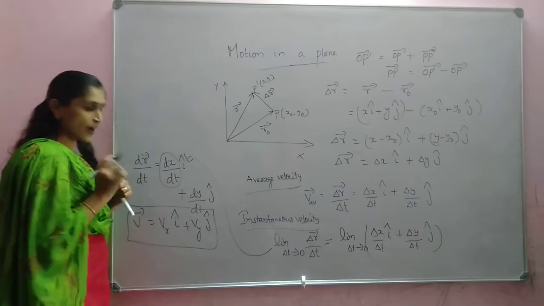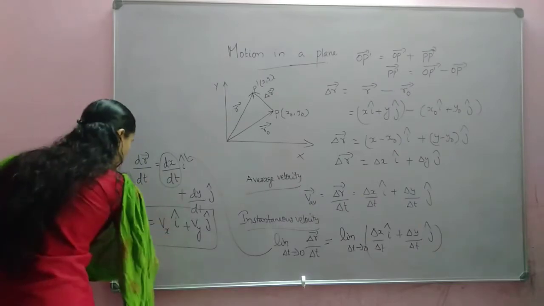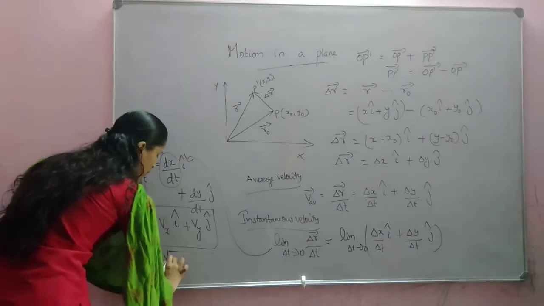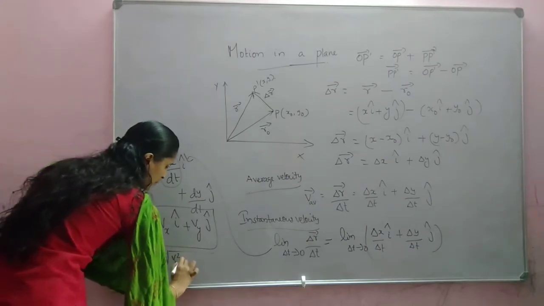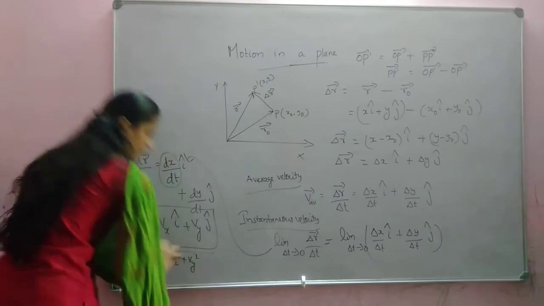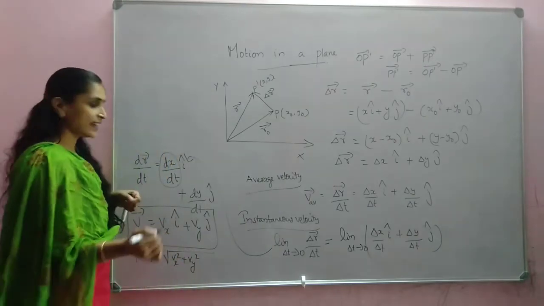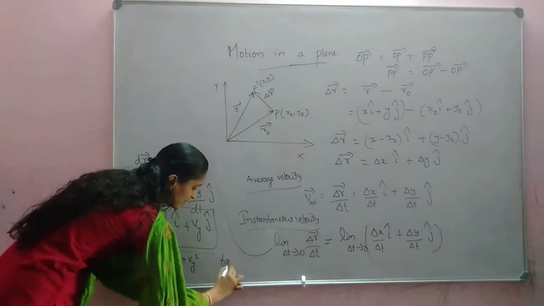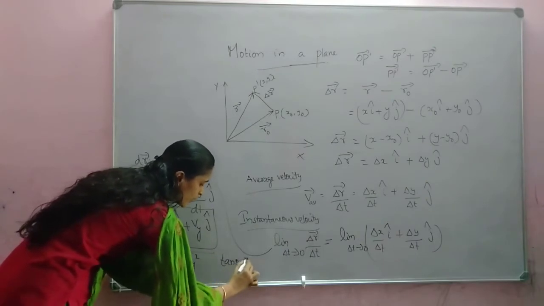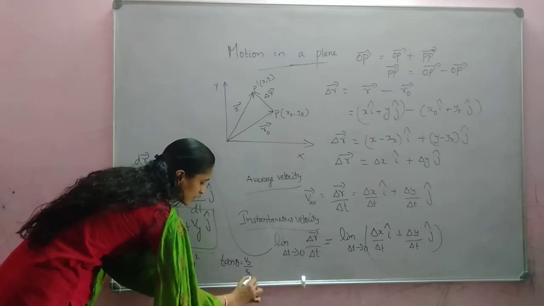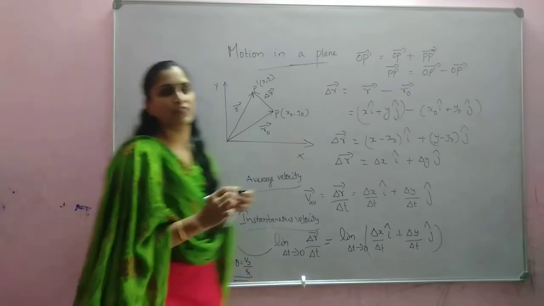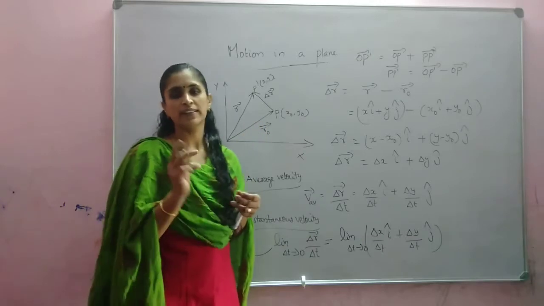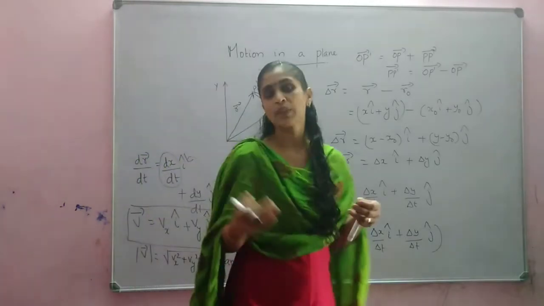And if you want to find the magnitude, what you have to do? Modulus of v is equal to root of vx square plus vy square. And to find the direction in which the velocity is acting, we have to find tan theta is equal to vy by vx. So the velocity direction will be along the direction of the tangent.